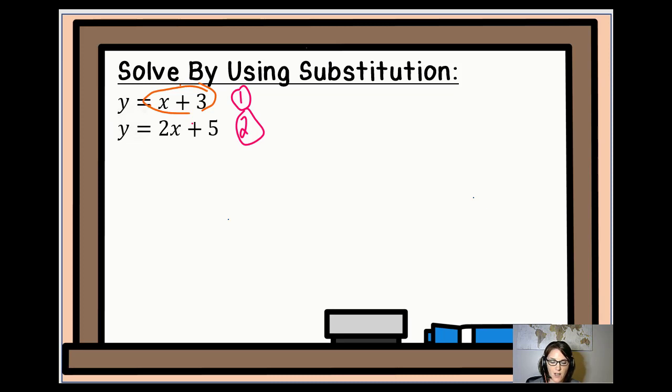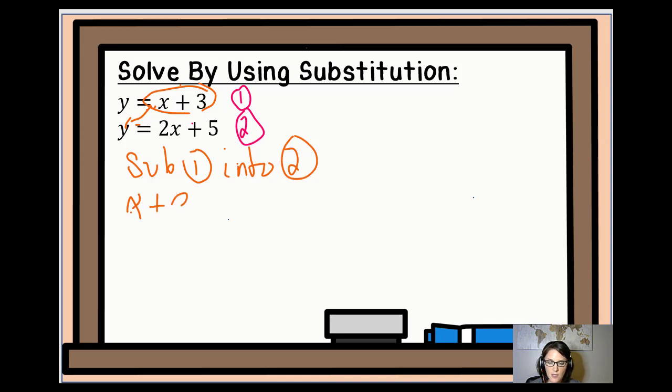Or 2x plus 5. So I'm going to put the x plus 3 from equation 1 into equation 2. So I like to write sub 1 into 2 for good communication. So x plus 3 equals 2x plus 5.